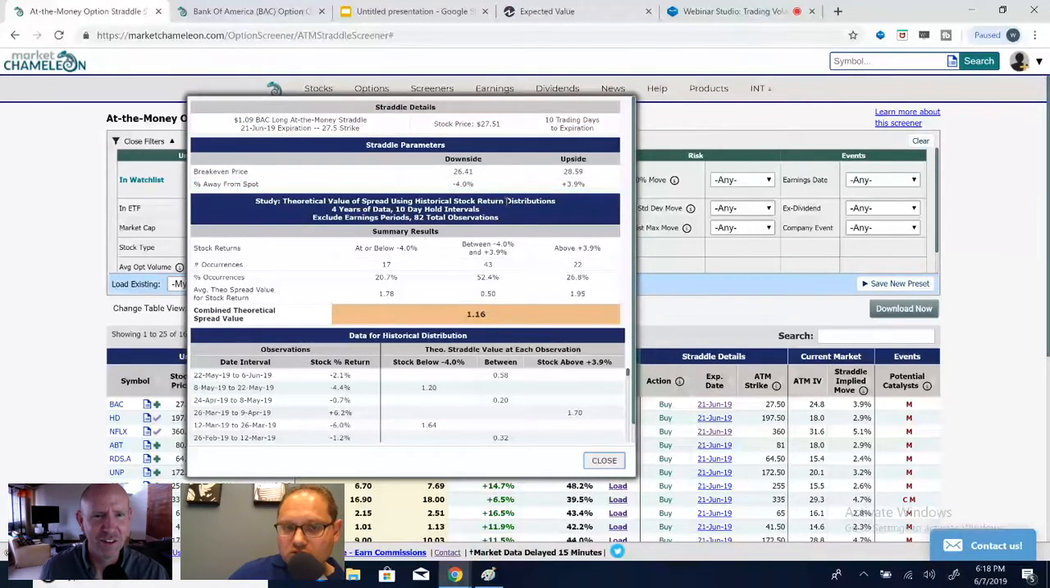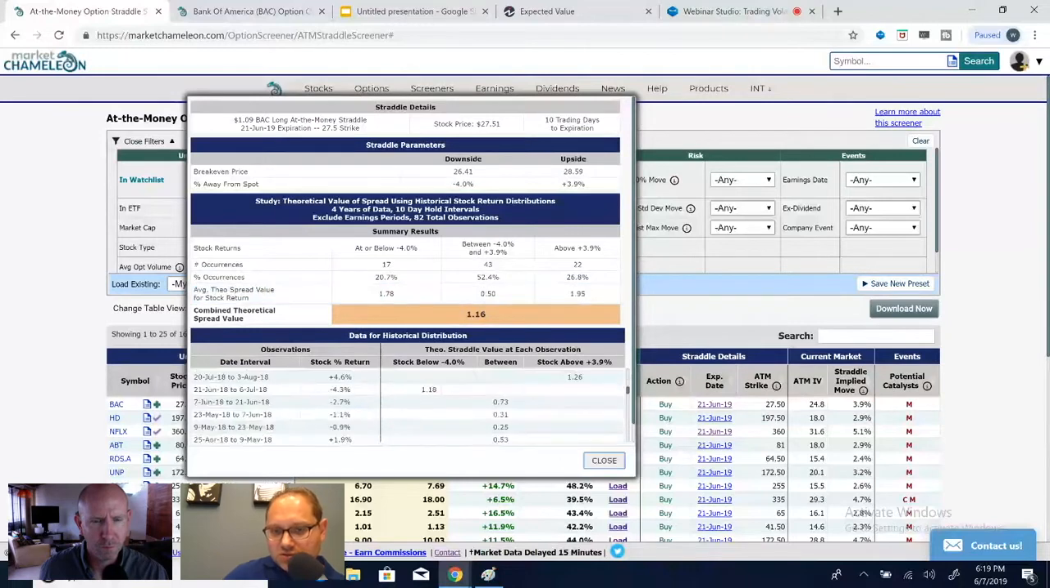This is going through a 4-year history, 4 years of data, 10-day holding period. It excludes earnings because there's no earnings for Bank of America in this time frame. And it has 82 total observations. So just like we did the expected value, how many times did Bank of America finish below 4% in 10 trading days? Well, that happened 20.7% of the time. And then on average, it would have ended up with an average value of $1.78.